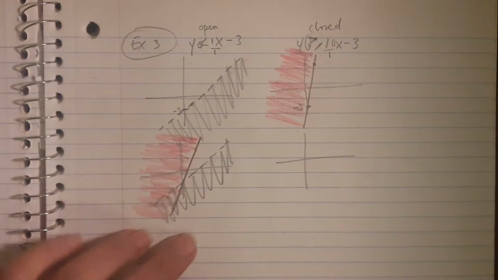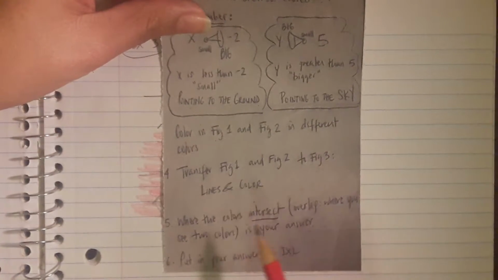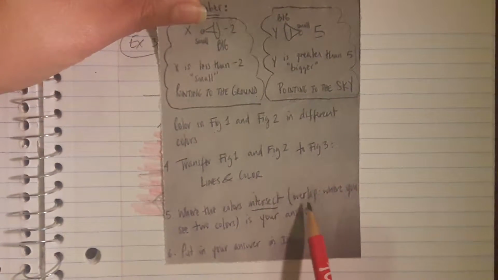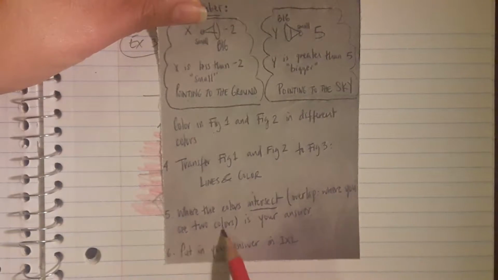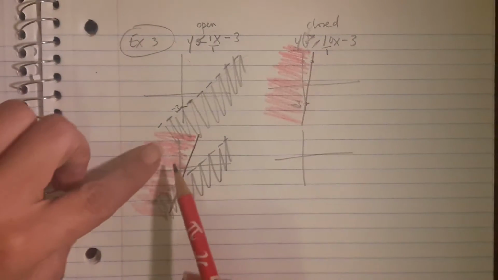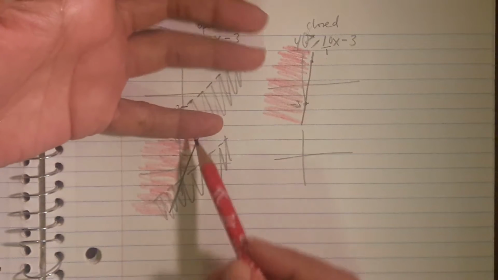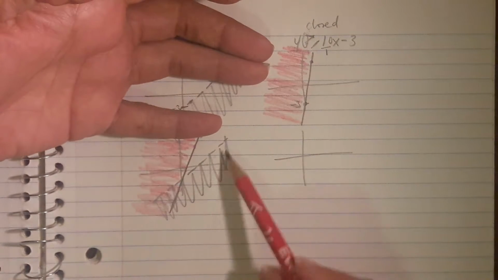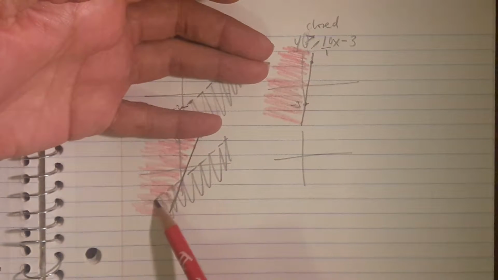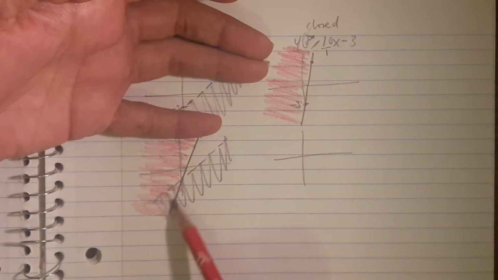All right, so once we've transferred our lines and color, where the colors intersect or overlap, where you see the 2 colors, that's your answer. So where do I see the 2 colors? Okay, I kind of overlapped it there, but this is a different question. But I see red, red, red, red, pencil, pencil, pencil. Over here in this little section, that's where I see both of them.